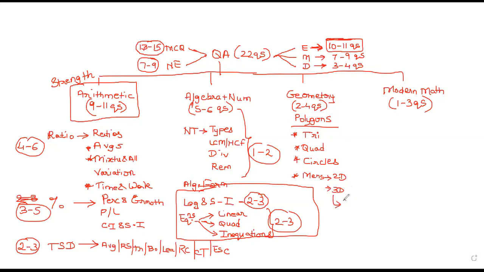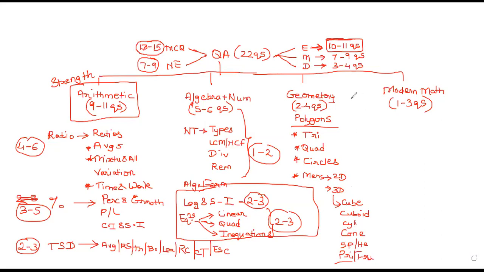The 3D figures include cube, cuboid, then you have cylinder, cone, sphere, and hemisphere as the most common ones. Of course, you could have other figures as well, like prism, you could have frustum of a cone, and so on. All of these need to be studied.